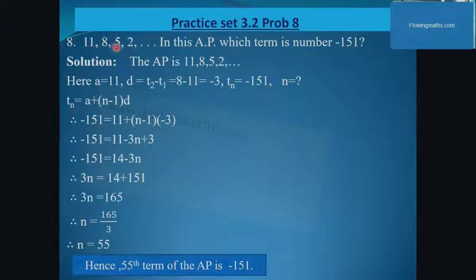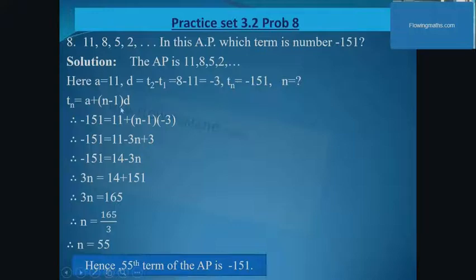An AP is given, problem 8: 11, 8, 5, and 2. In this AP, which term is the number minus 151? So we need to find n. Tn is given as minus 151. This is an AP, so A is 11. D is T2 minus T1, which is 8 minus 11, that is minus 3. We need to find the value of n.